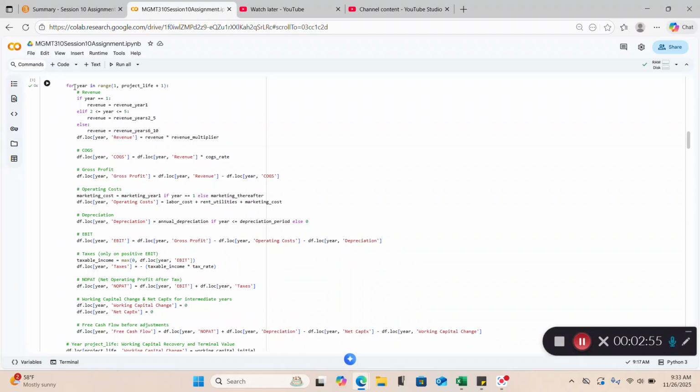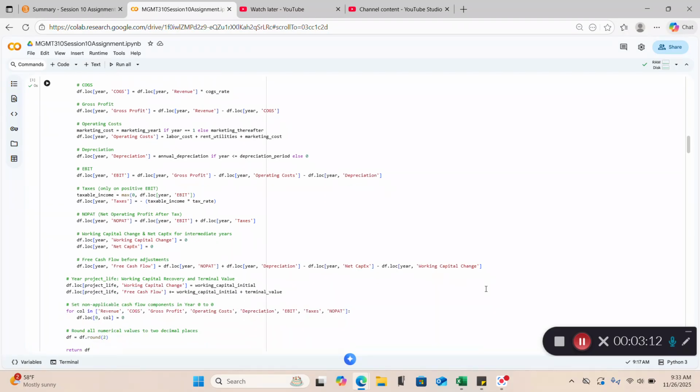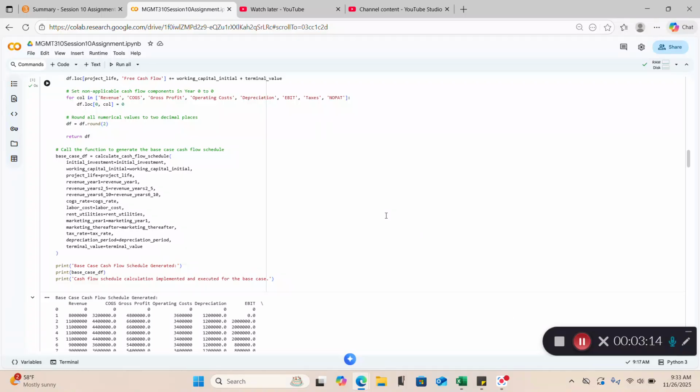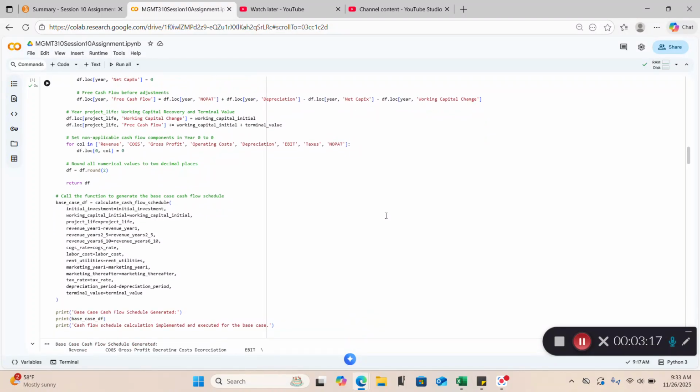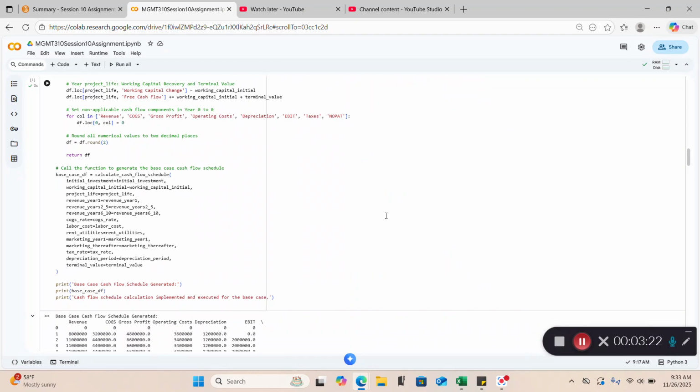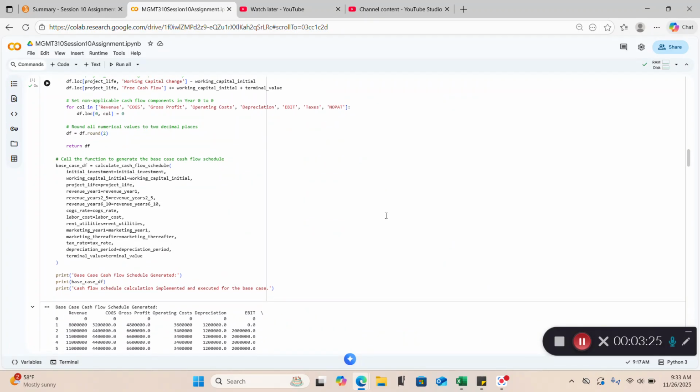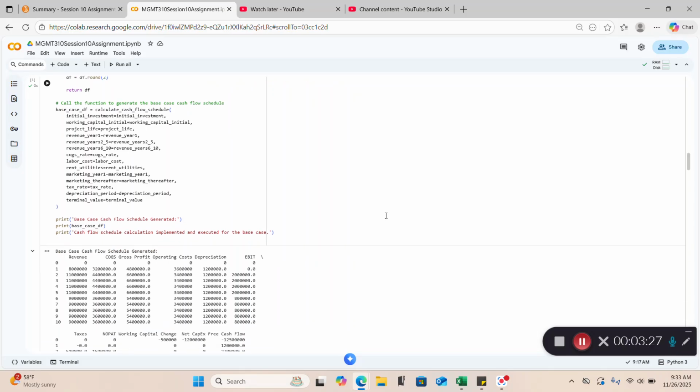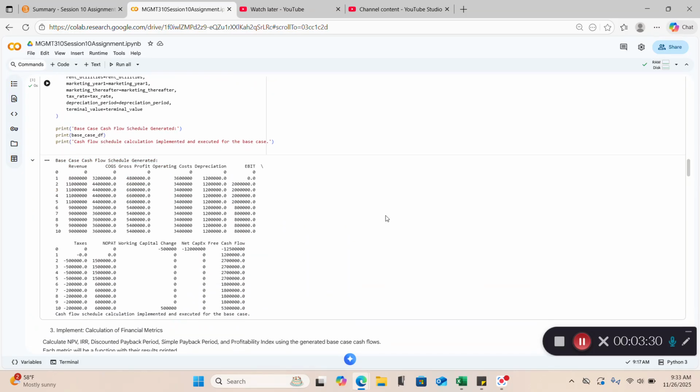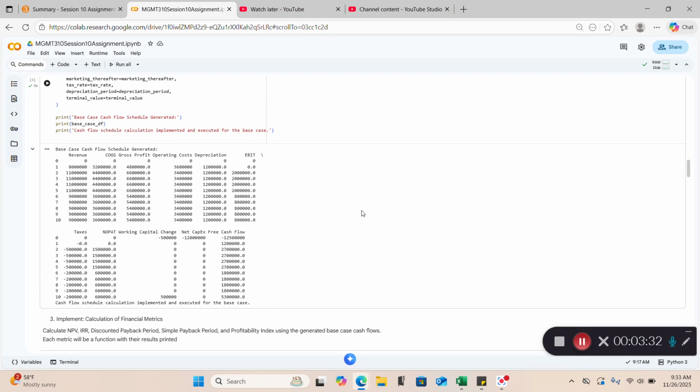Here we have listed out, in a for loop, our revenue, COGS, gross profit, operating costs, depreciation, EBIT, our taxes, net operating profit after taxes, and also working capital change and net CapEx for intermediate years, as well as a free cash flow before those adjustments. After that, in our final project year, we have working capital recovery and terminal value, and then we set our non-applicable cash flow components to 0. Within year 0, we round to 2 decimal places and call the functions to output our base cash flow schedule, which can be seen here.